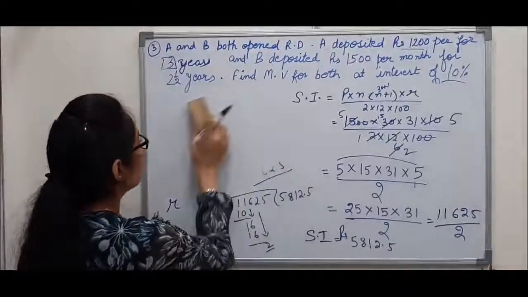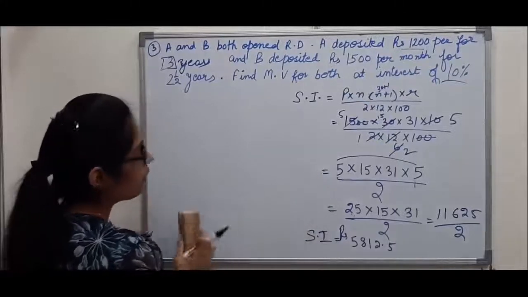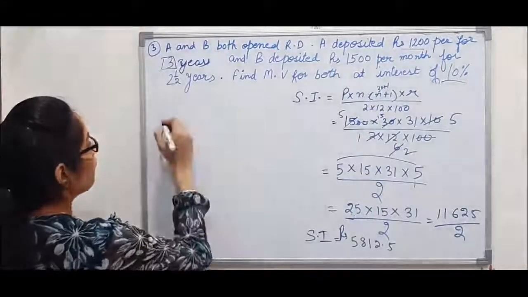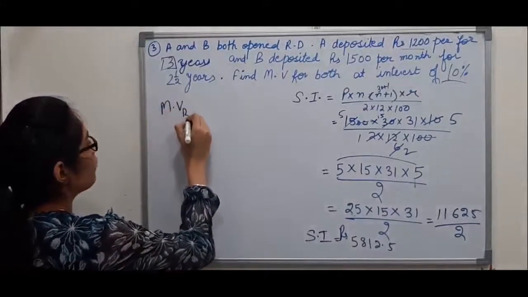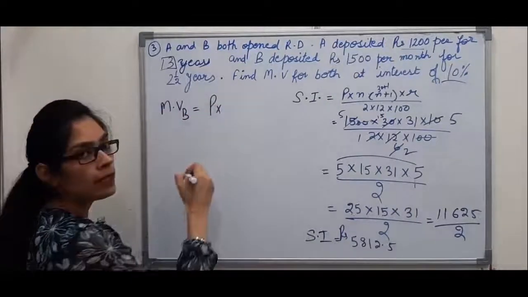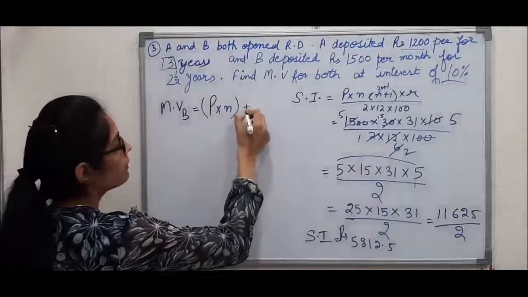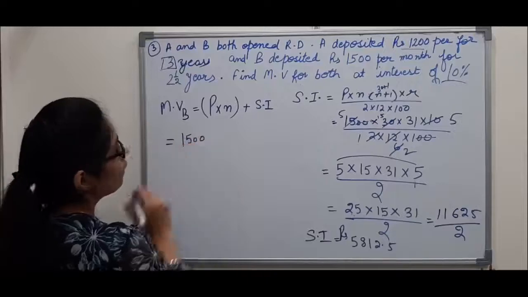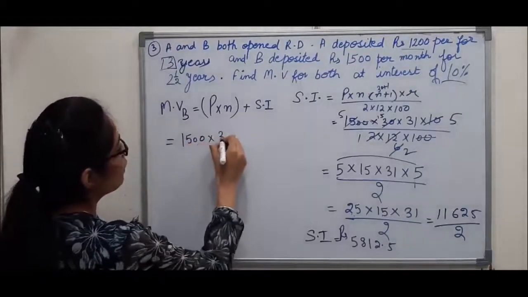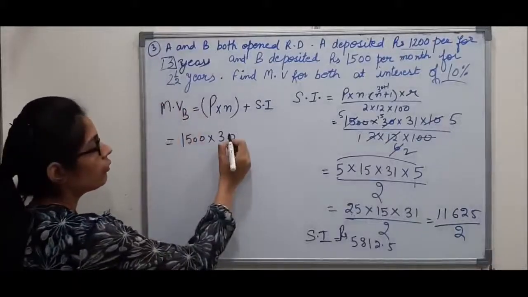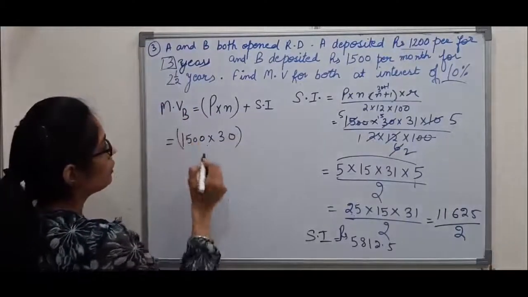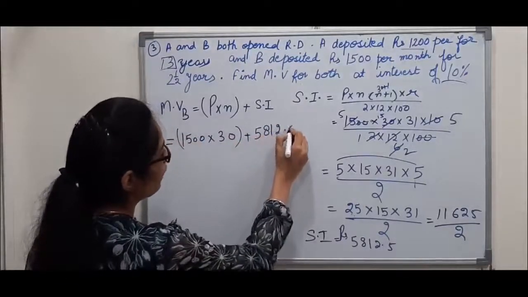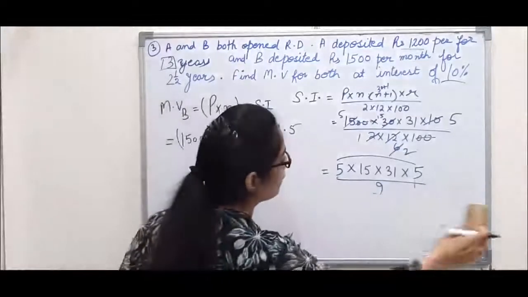Now let's calculate the maturity value, because the question is which one will get more maturity amount. So MV for B I have to calculate now. Same formula I will apply, P into N plus simple interest. P is 1500, and N we have calculated as 30 because it was given in years and we converted years into months, N equals 30 months, plus simple interest, which we have just now calculated, 5812.5.